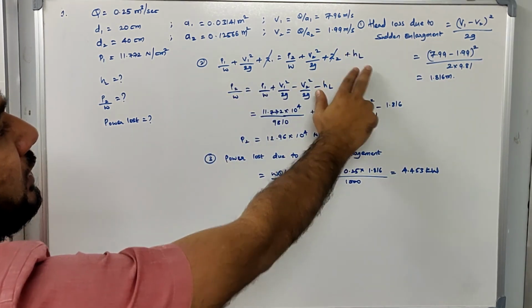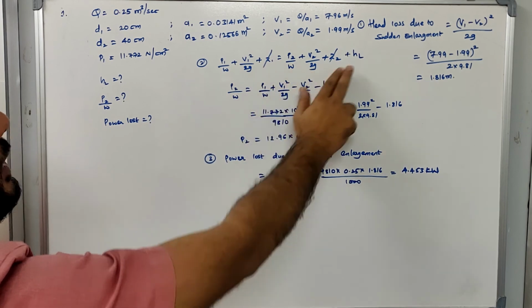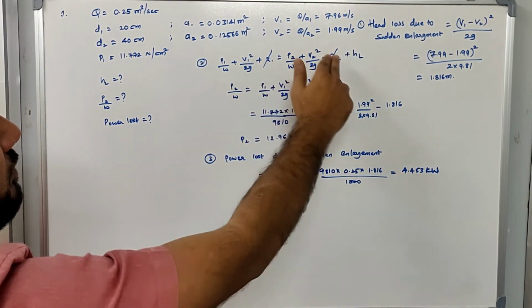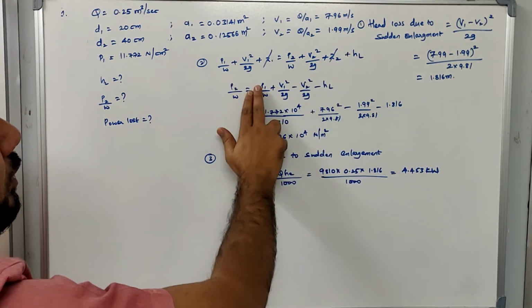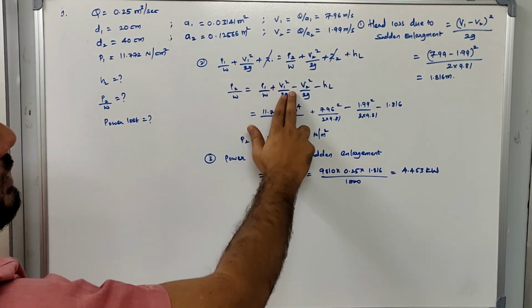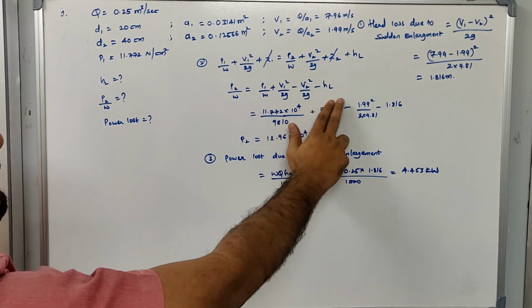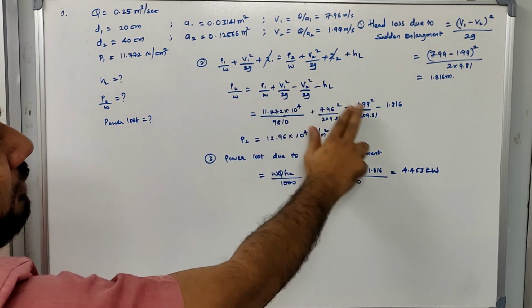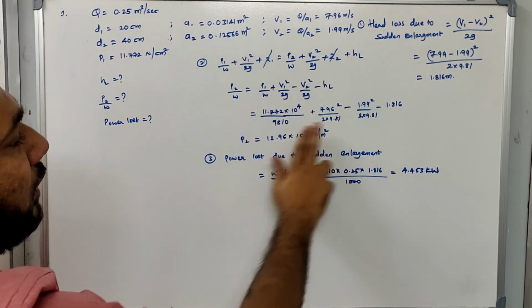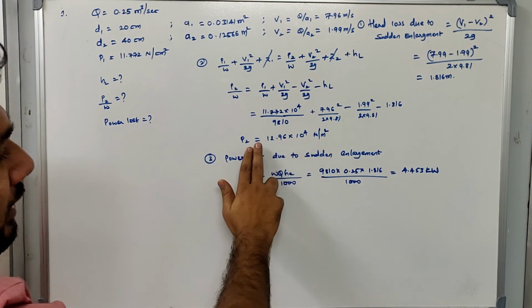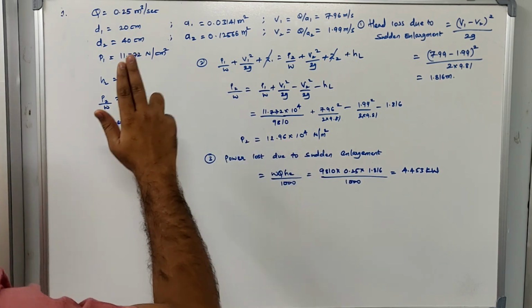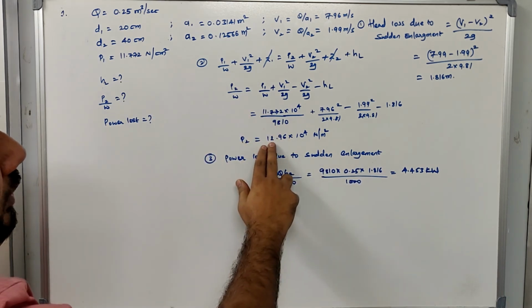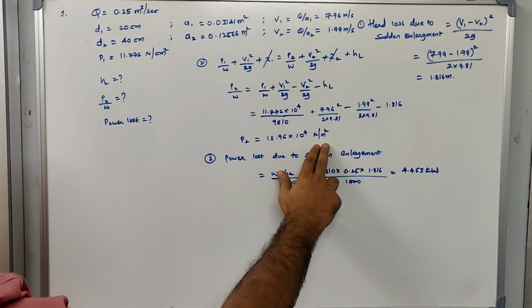So first we will apply Bernoulli's equation. Total energy at section 1 is equal to total energy at section 2 plus head loss, right? Where Z1 and Z2 are the same, they get cancelled out. So P2 by W will be equal to P1 by W plus V1 square by 2G minus V2 square by 2G minus head loss. Substitute P1 by W, V1 square by 2G, V2 square by 2G, and the head loss. Solve it, and you will get the pressure at section 2, where the diameter is greater, which is 12.96 into 10 raised to 4 Newton per meter square.